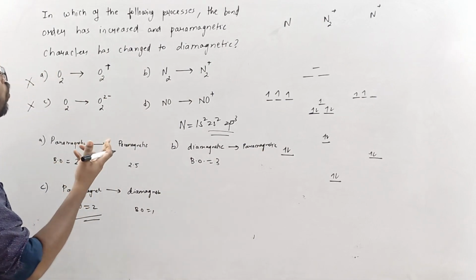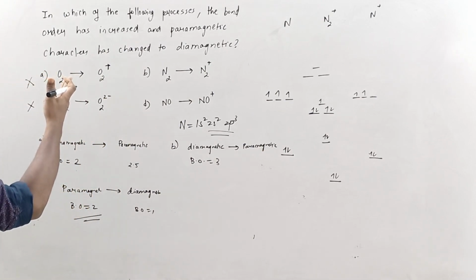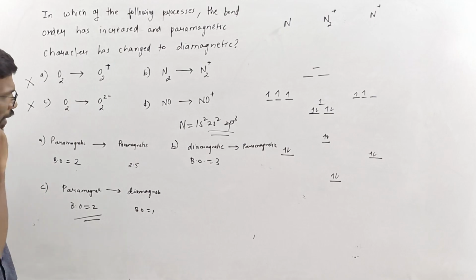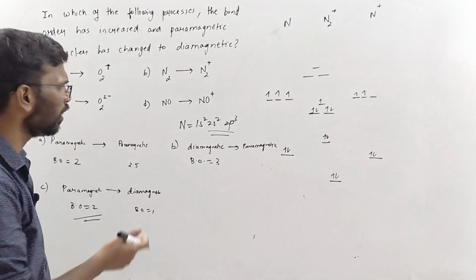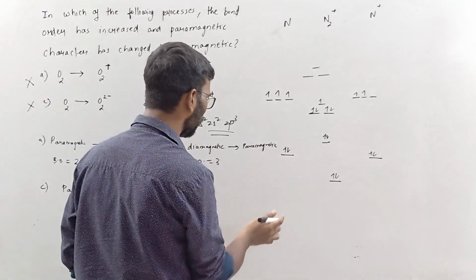Yes, no? We don't want that. We want paramagnetic to diamagnetic. That's why this cannot be the answer. Let's check bond order. You will understand how to calculate a bond order.